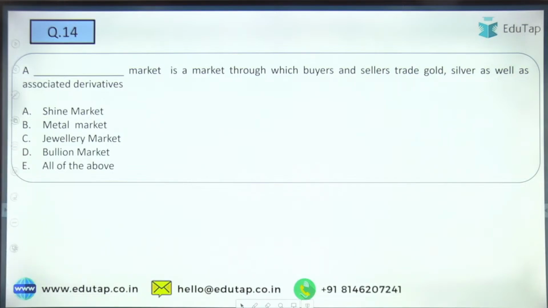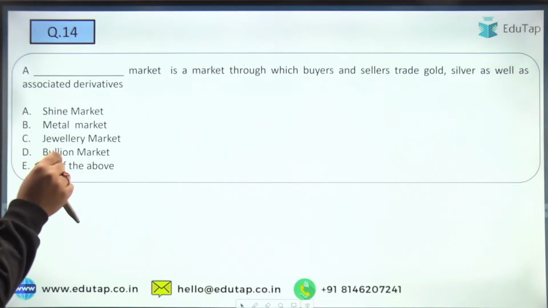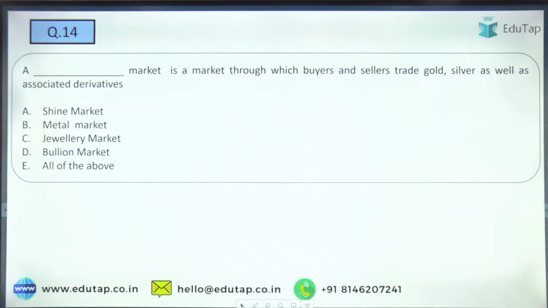Question 14. Question 14 says what? Dash is a market through which buyers and sellers trade gold, silver, as well as associated derivatives. Is it shine market? Is it metal market, jewelry market, bullion market? Speed badhai. Okay, surely I will increase. Dash is a market through which buyers and sellers trade gold, silver, as well as associated derivatives.